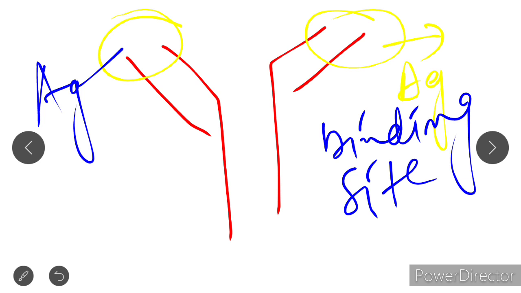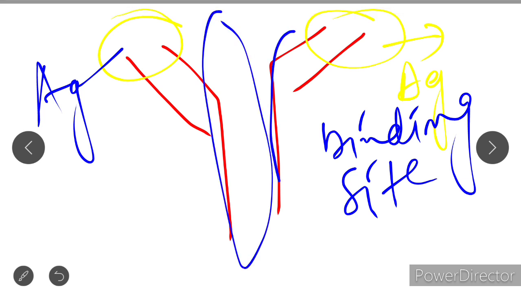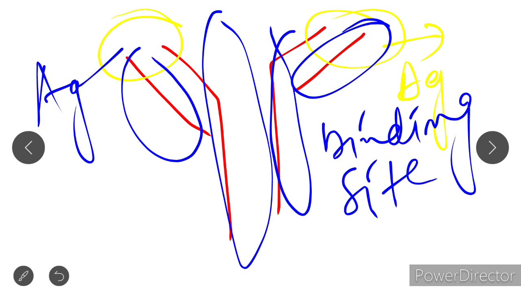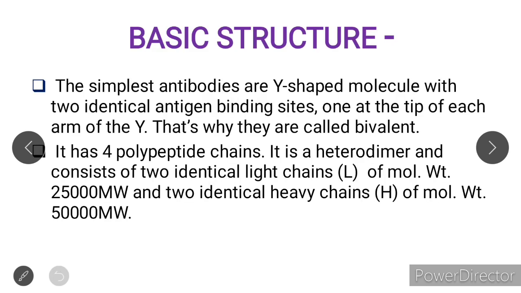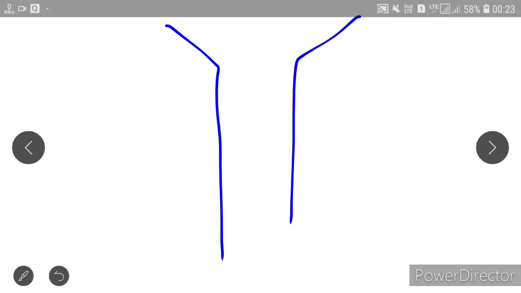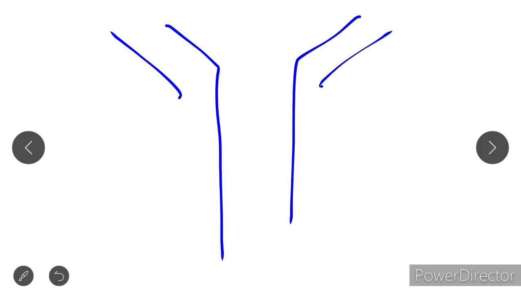One more important thing I want to discuss about these antibodies is that they consist of 4 polypeptide chains. This is polypeptide chain 1, this 2, this 3 and this 4. If I draw it clearly, you can see these 4 polypeptide chains. It consists of 2 identical light chains and 2 identical heavy chains.